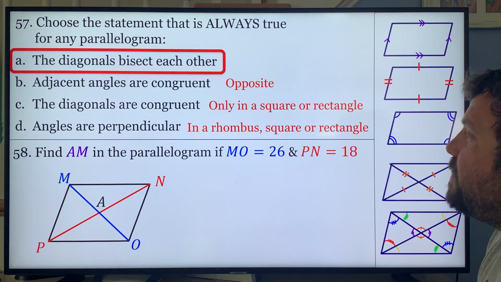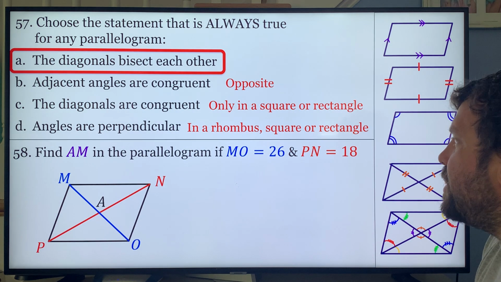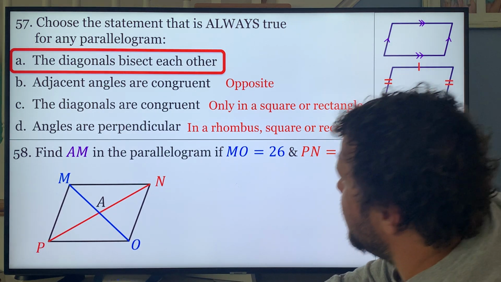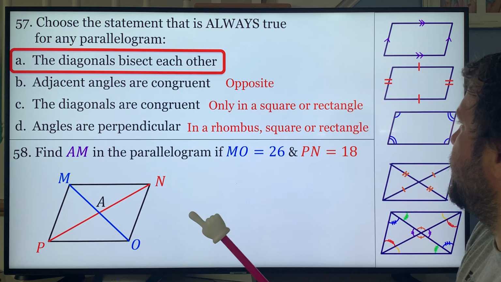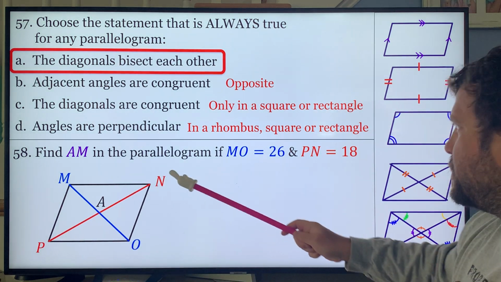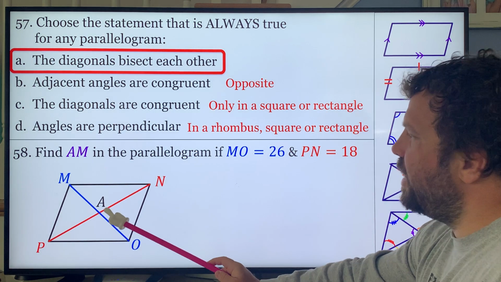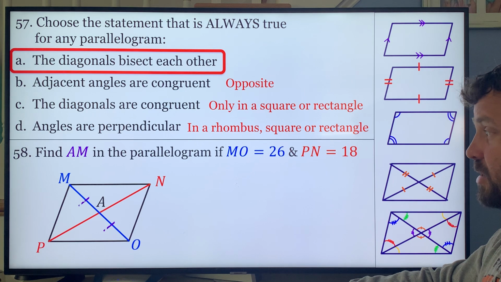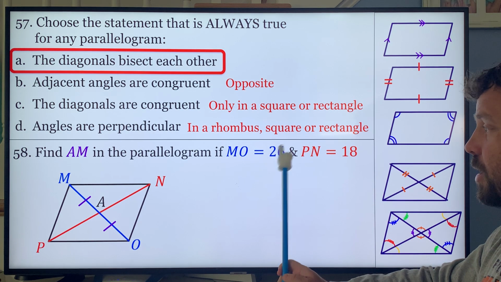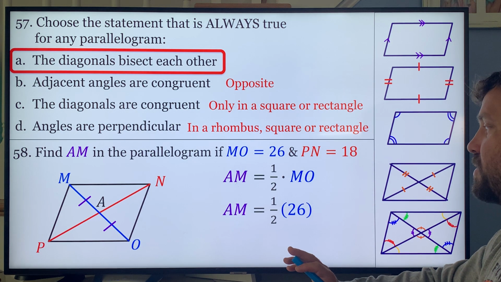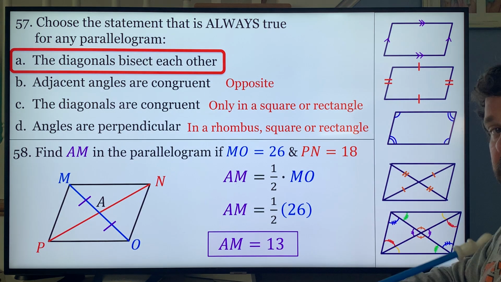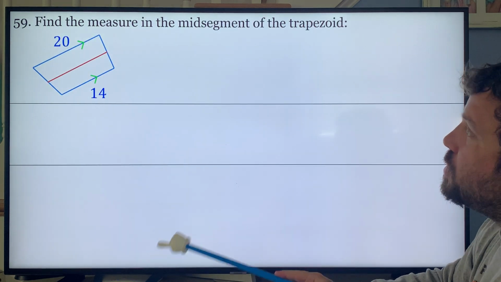All right, 58. Find AM in the parallelogram if MO, the blue diagonal, is 26 and PN is 18. What is AM? Diagonals bisect each other, so it's going to be half of MO, half of 26, which is 13. That's it. Good? Awesome.